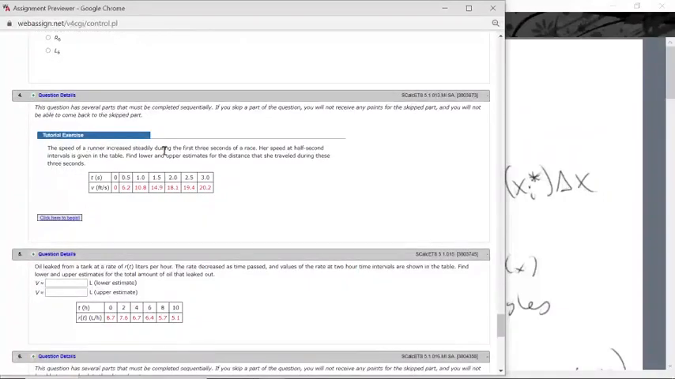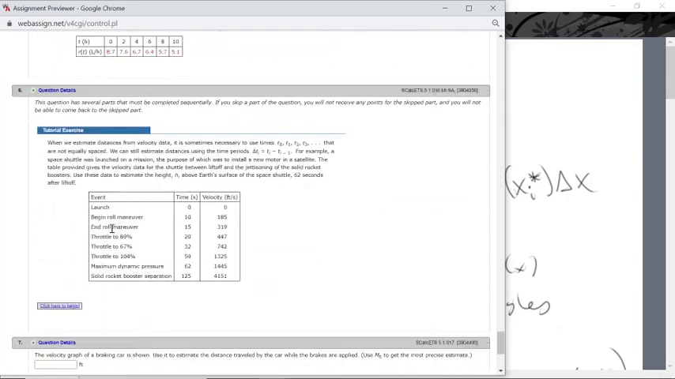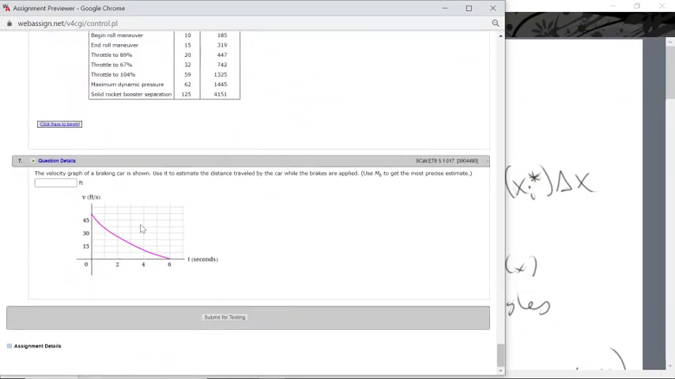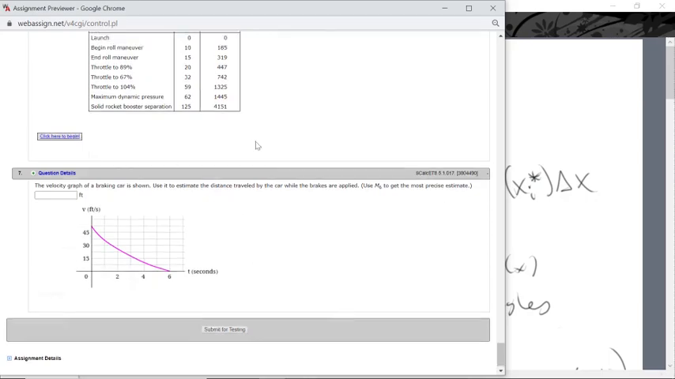The speed of a runner is increasing steadily, so we have the velocity of the runner, and we have times at which we looked at the velocity. Is this a uniform partition here? That's one question. Whether it is or not, you can still approximate the distance. Find lower and upper estimates for the distance. This also has the step-by-step tutorial here for you. All right, another one, velocity. Use midpoints to get the most precise estimate.